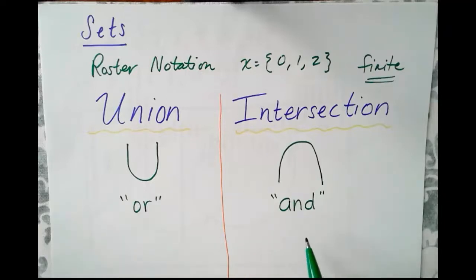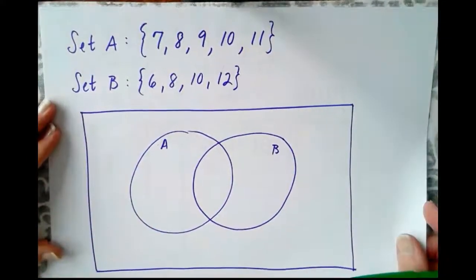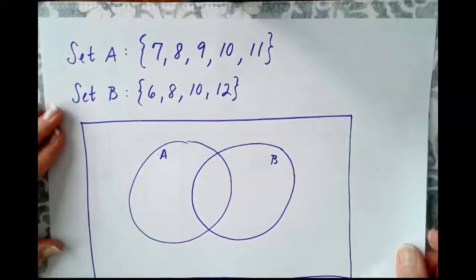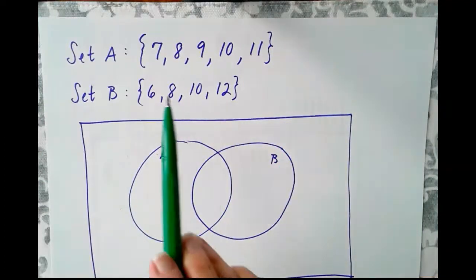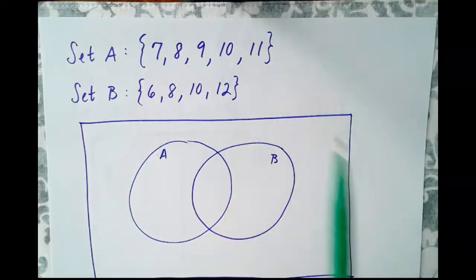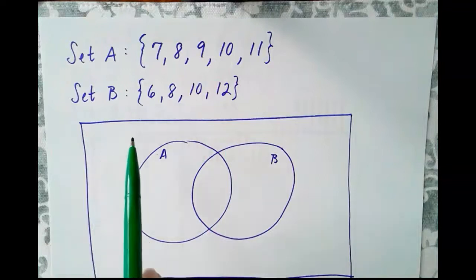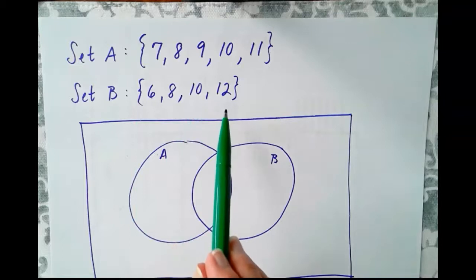If we're talking about the intersection and, it's going to be something that two sets have in common. And we're going to see this played out on the next page with the next example. So here we've got sets A and B. Set A contains the elements 7, 8, 9, 10, and 11. Set B only contains 6, 8, 10, and 12.